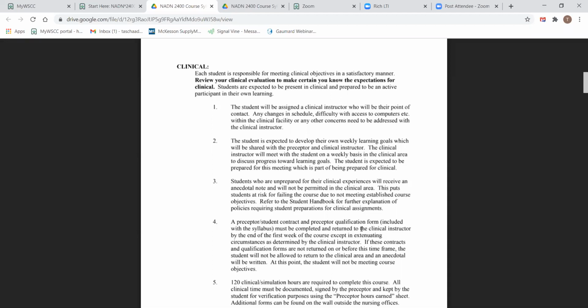A preceptor student contract and a preceptor qualification form that is included with the syllabus must be completed and returned to the clinical instructor by the end of the first week.